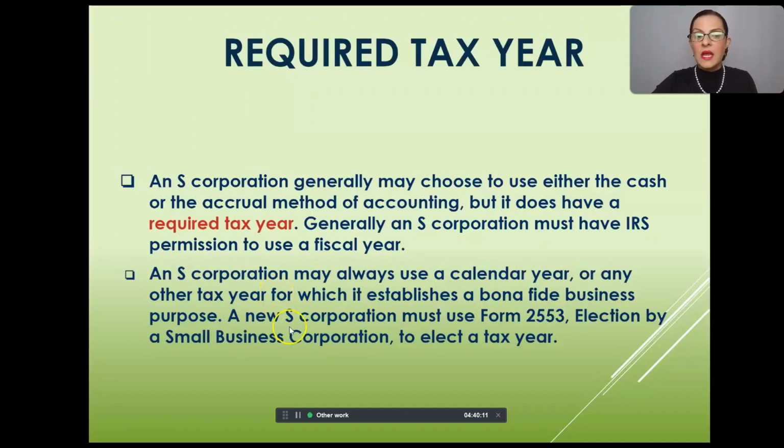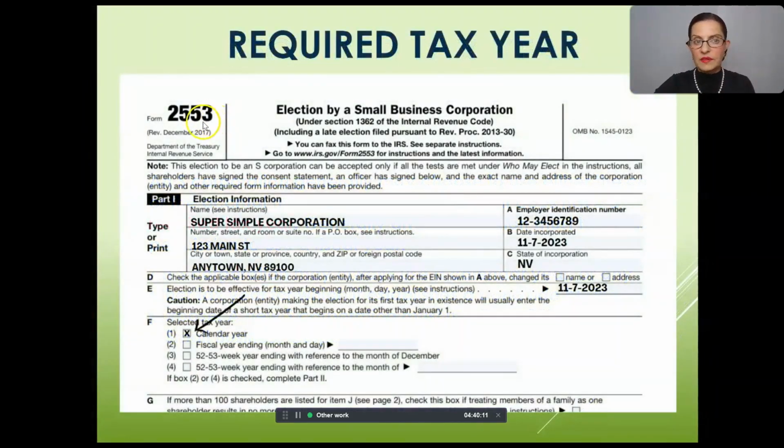That would be okay. A new S corporation must use Form 2553, election by a small business corporation, to elect a tax year. And let me show you where it is on that form. So here's the form that companies use in order to elect S status. This is the Form 2553. So for example, if you have an LLC and it wants to be treated as an S corporation, you fill out the Form 2553. Or if you have a corporation that you've formed at the state level and the corporation wants to be treated as an S corporation for federal income tax purposes, you would fill this out as well.